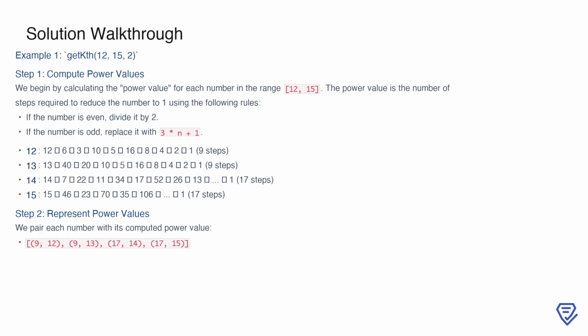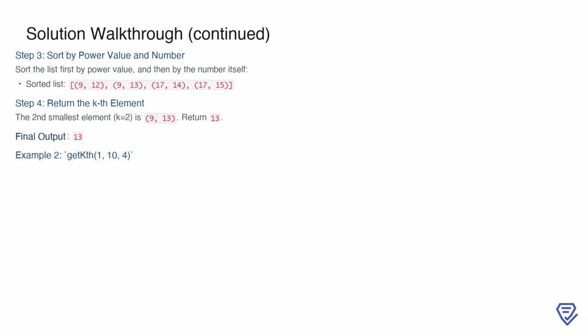For instance, the power value for 12 is 9 steps, as it follows the sequence 12, 6, 3, 10, and so on, until 1. Similarly, 13 also takes 9 steps, 14 takes 17 steps, and 15 also takes 17 steps. Once calculated, we pair each number with its corresponding power value, resulting in the list [9, 12], [9, 13], [17, 14], [17, 15]. Next, we sort the list of pairs based on 2 criteria.